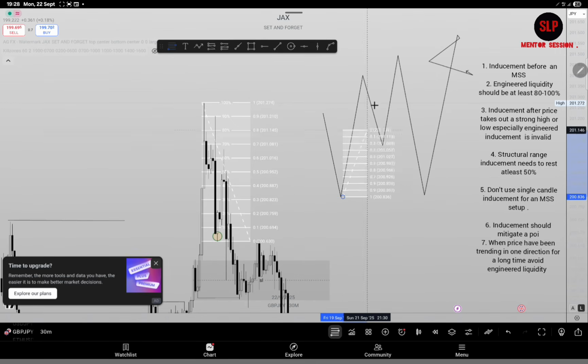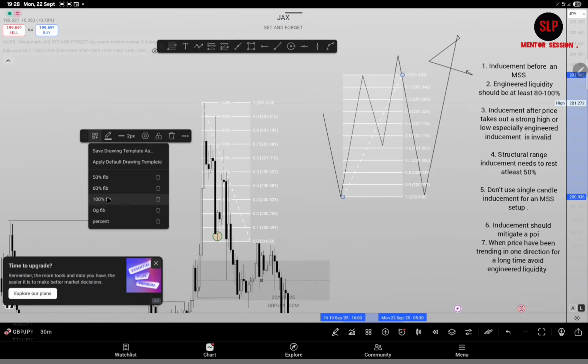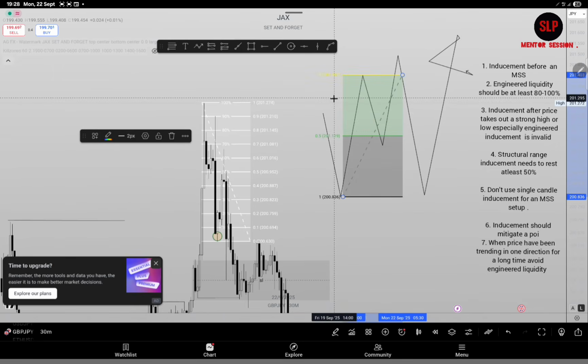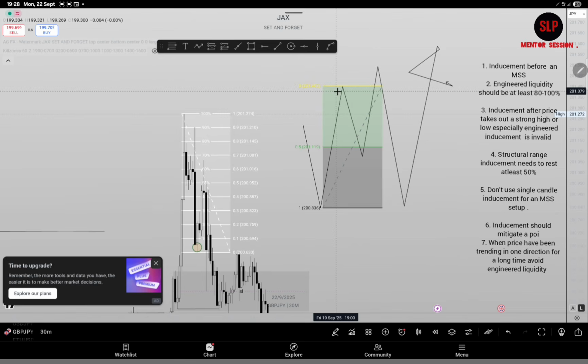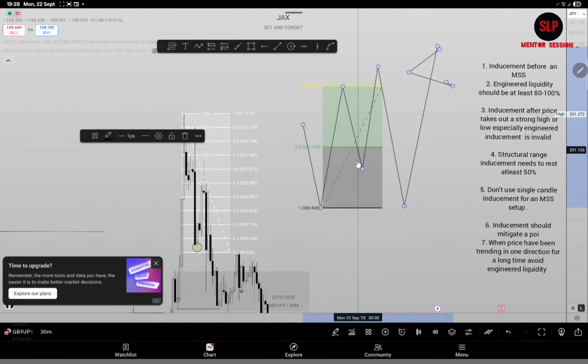For a complete inducement, before the inducement should be valid, price should at least retrace 50% or below without tapping into the other block or the point of interest, then break structure to the upside for it to be valid.